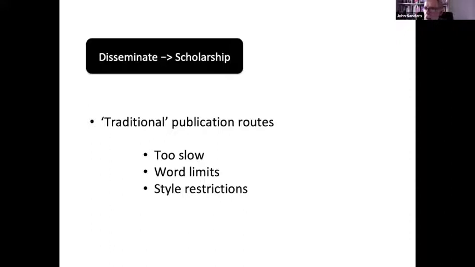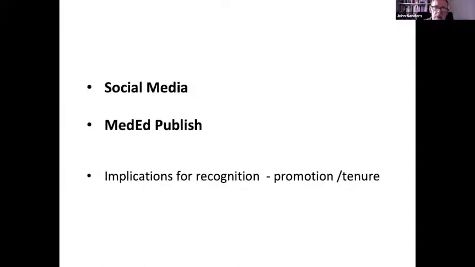There are style restrictions. It tends to be written in a typical scientific way. So all this makes useful knowledge difficult to find and difficult to disseminate. And increasingly, if we're going to have rapid dissemination and particularly useful knowledge, we need to turn to social media, but also to MedEd Publish, which has reviews after publication.